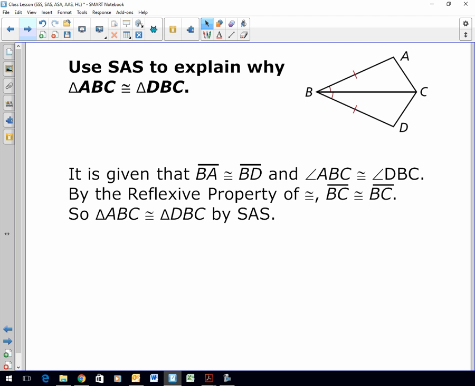Use side, angle, side. Here we go. I got side, angle, and then side. But look at these guys, the Bash Brothers. Side, angle, side. Right? Where the angle is included between two congruent sides.